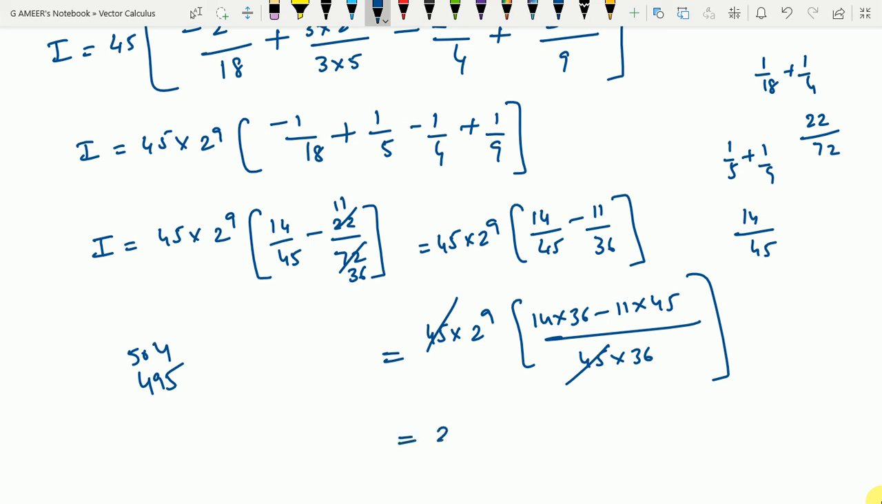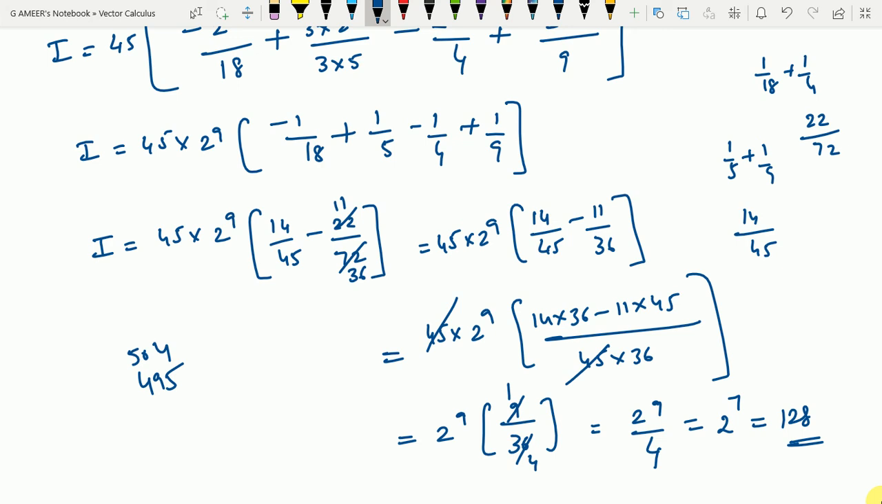So that is 2 power 9 into 9 divided by 36. So 9 1 ja, 9 4 ja, that is 2 power 9 by 4. So 2 power 9 by 4 means 2 power 7 it is. 2 power 7 means 2, 4, 8, 16, 32, 64, 128. Answer is 128. That I already told you the answer. So finally the answer is 128.